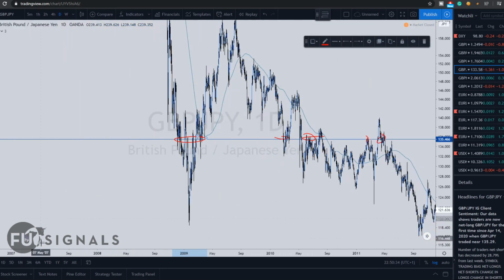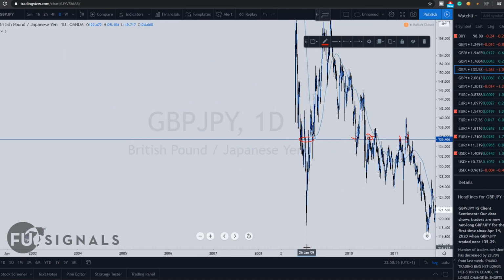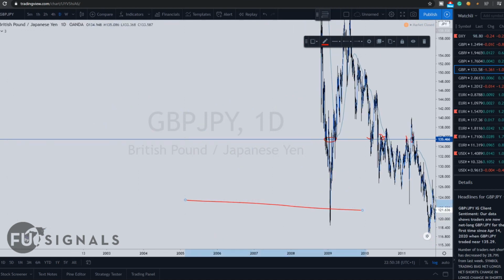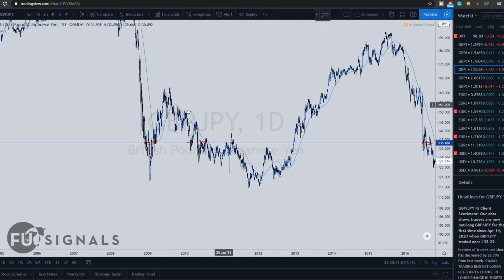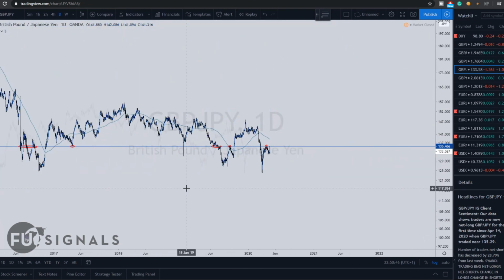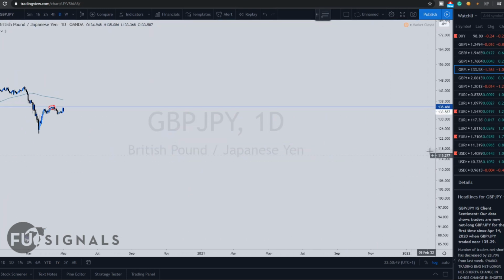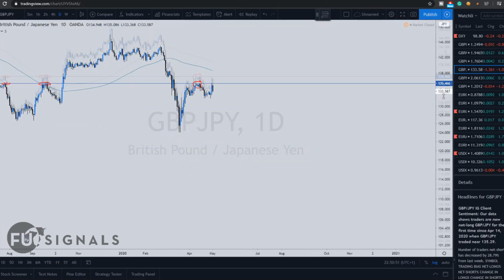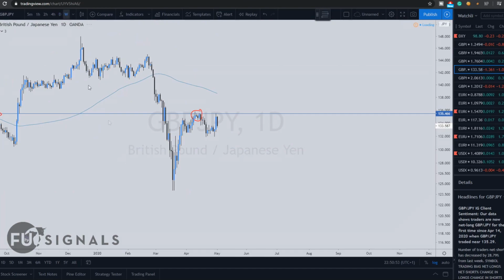You can see from the past few months, even years, that all these areas right here have some sort of significance. Very strong levels, all here, all there. So this is how we use them to help us. We take a look at the daily time frame and we identify all these levels.